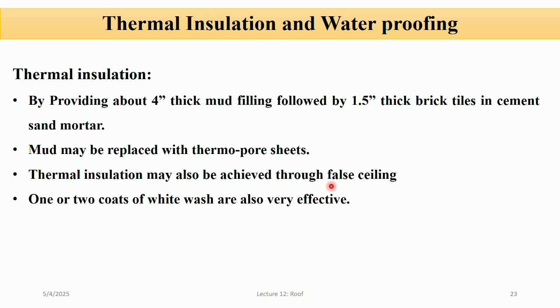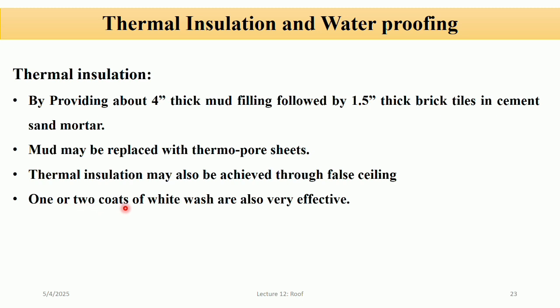A false ceiling is a suspended secondary ceiling below the main roof. It creates an air gap which reduces the direct heat transfer from the slab to the room. It is often made from materials like gypsum board, PVC or fiber board. It can also improve aesthetics and sound insulation.